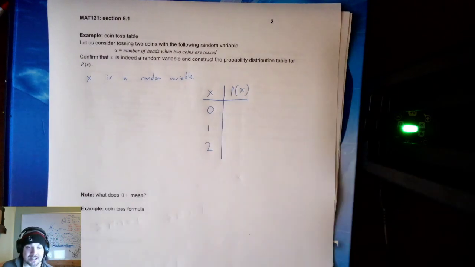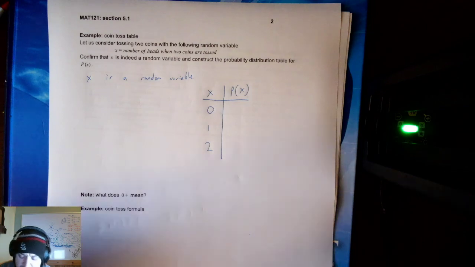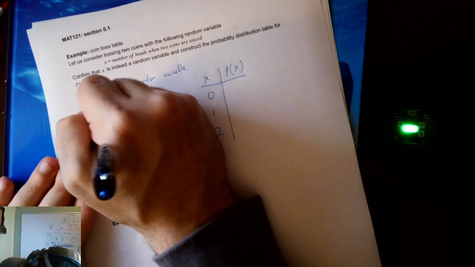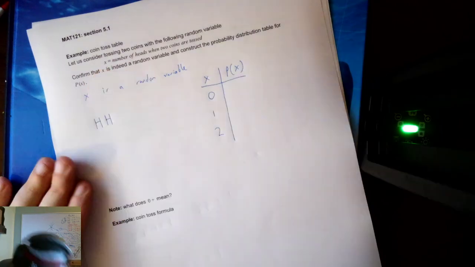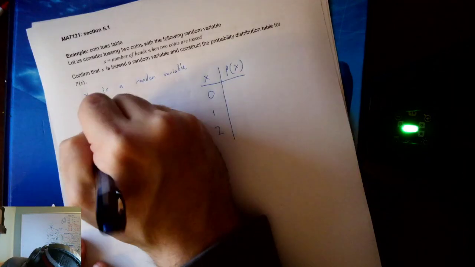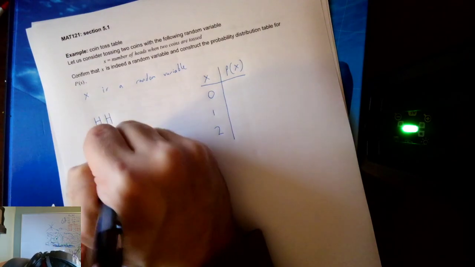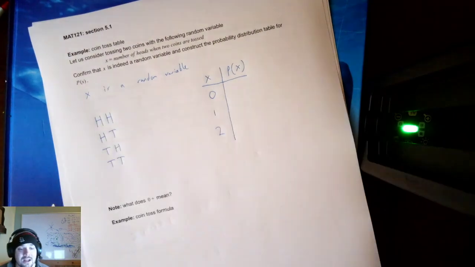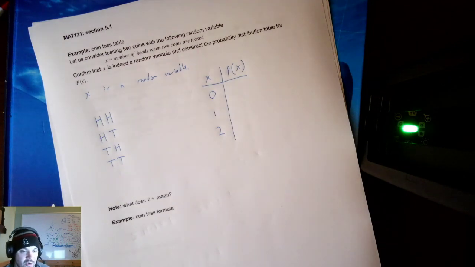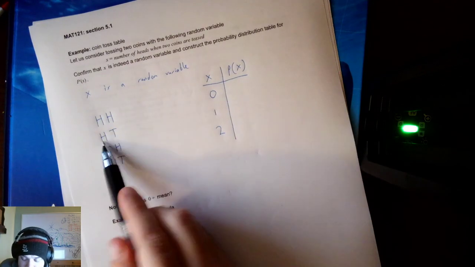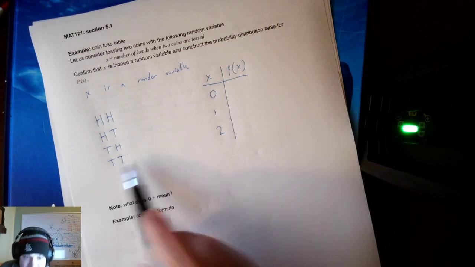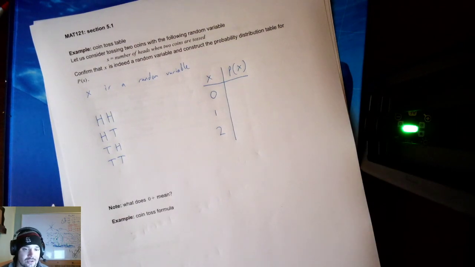Now, I need to find the probabilities. For this, I'm going to need to do a little bit of outside work, right? I'm going to write down all the possible flips. I could flip heads, heads. I could flip heads, then tails. I could flip tails, then heads. Or I could flip tails, then tails, right? That's the sample space for flipping 2 coins, right? Those are my possible outcomes.